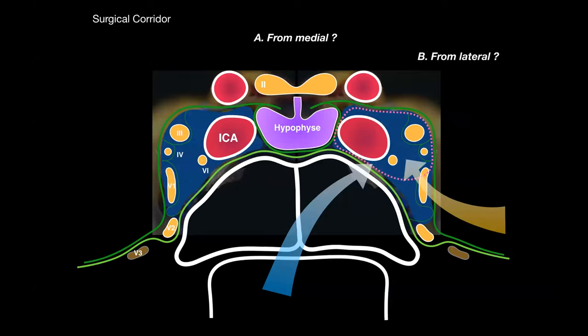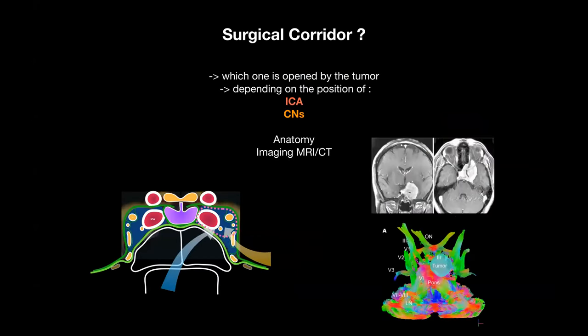But why do you want to reach this region? Because there is a tumor. And the best surgical corridor would be this one that will be opened by the tumor. It's good to know the triangles. It's good to know the cavernous sinus compartments from the endoscopic perspective. But the best surgical corridor will be this one that will be opened by the tumor. And if you want to identify it, you have to identify the trajectory of the ICA on the cranial nerves.